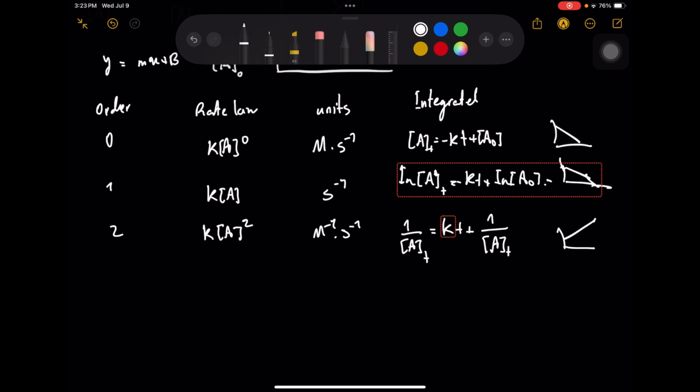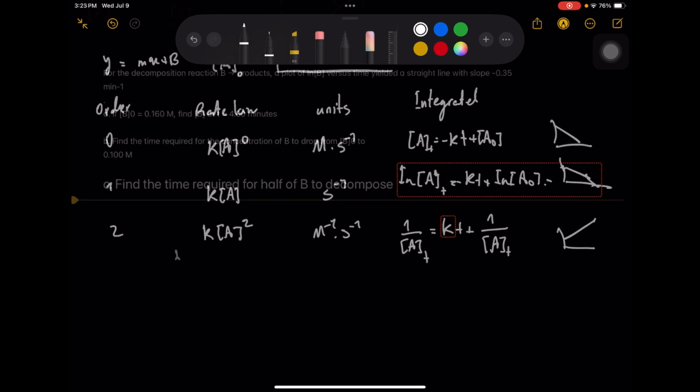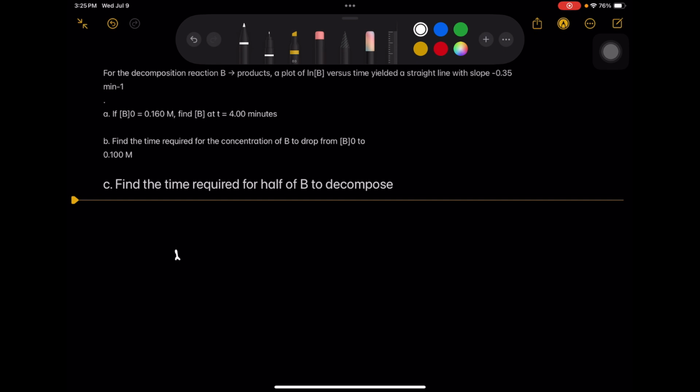I will give you an example and you just try to solve it. I hope you stop the video and try to solve it, then continue the video and check your answer. The question asks for the decomposition. It says for the decomposition of reaction B to products, a plot of ln B versus time yielded a straight line with a slope of negative 0.35.